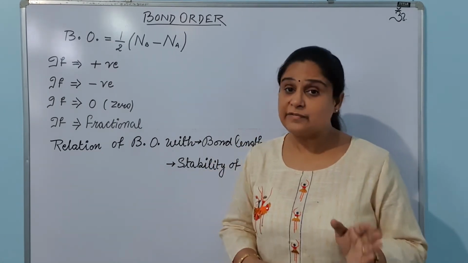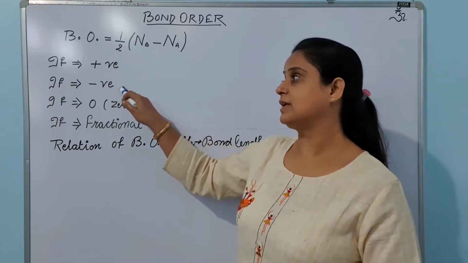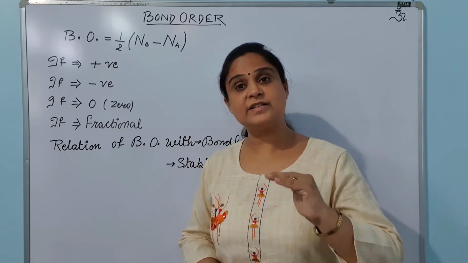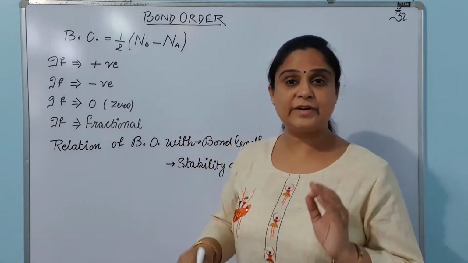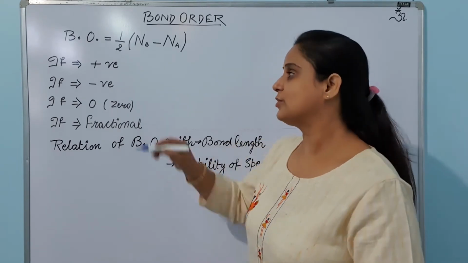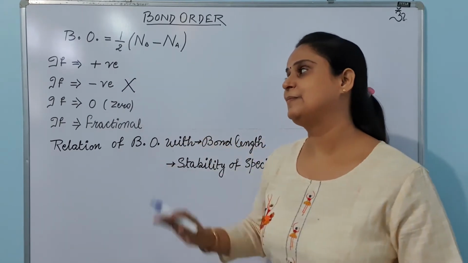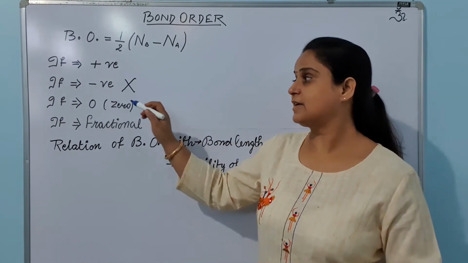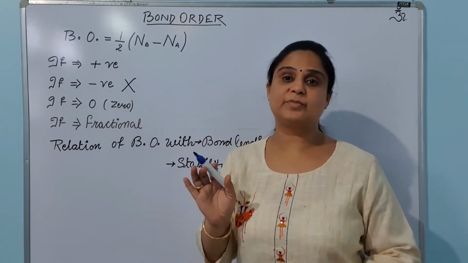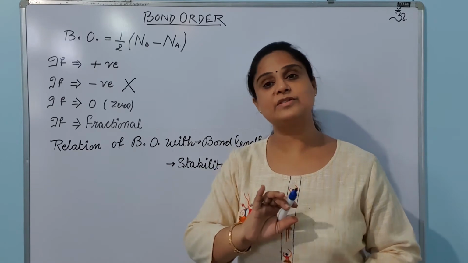Okay, so now if I am getting my bond order negatively, actually we are adding the electron in increasing order of their energy. So never it will happen that you will get the values of bond order negative. So this is not possible. So leave this. Next is, if you get the bond order 0, what does it mean? In case you get the bond order 0, it means that molecule is not existing.